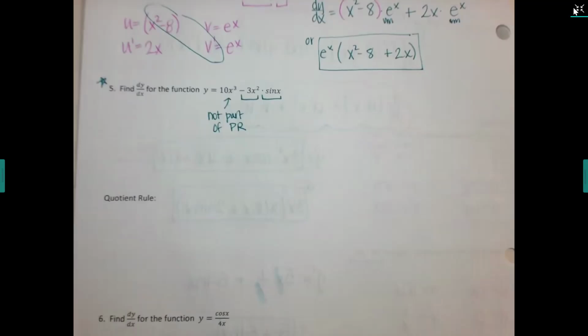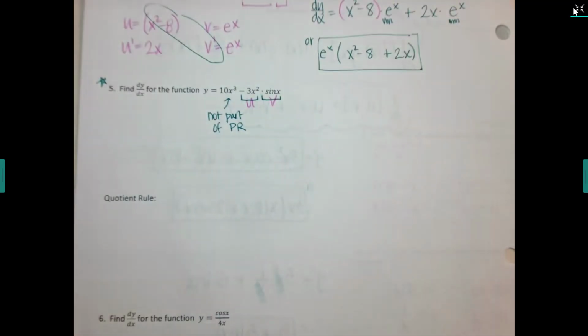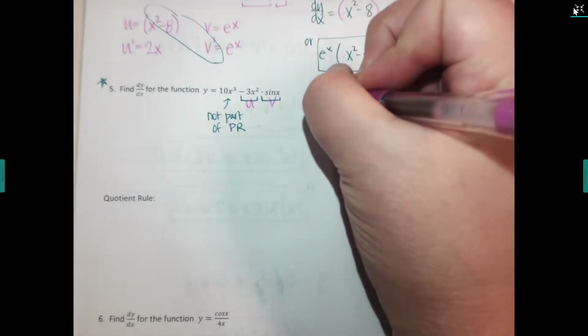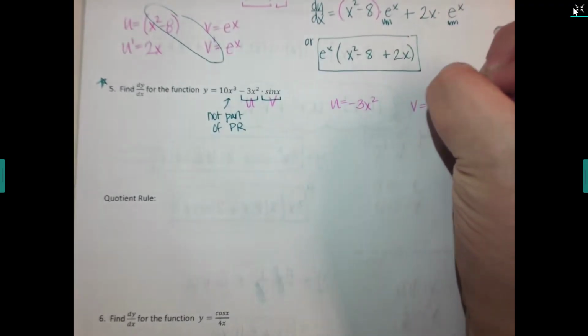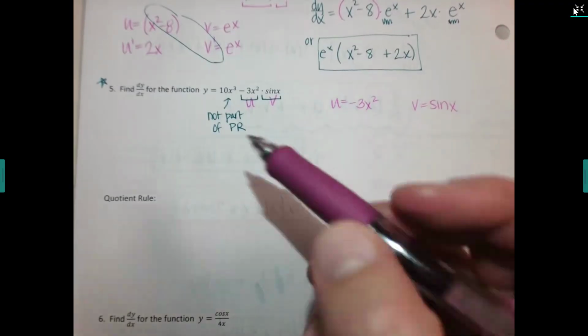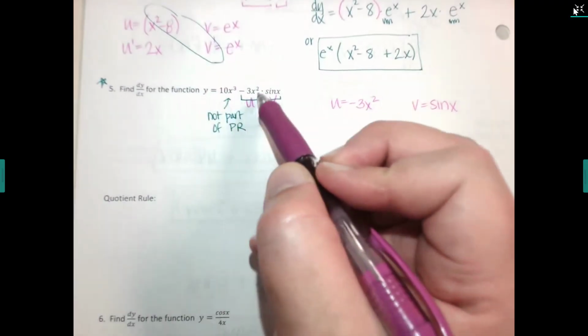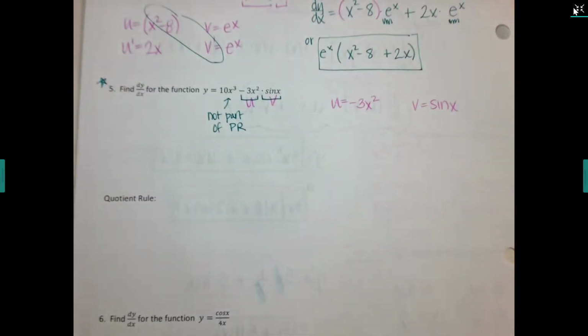So let me show you how to work this question. There is a couple like it on your homework. My u is going to be the negative 3x squared. And my v is going to be the sine x. Wait, how come the 10 is not part of it? Because it's not included in parentheses that all of that is multiplied with sine. It's just the 3x squared part. Okay, go ahead and take your little derivatives.